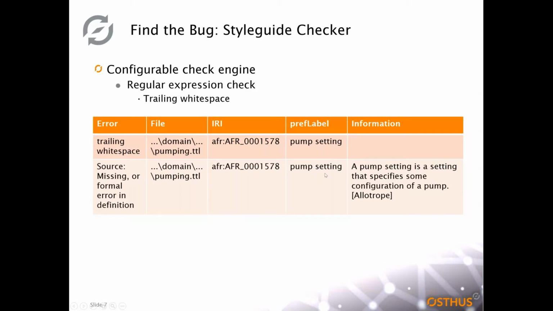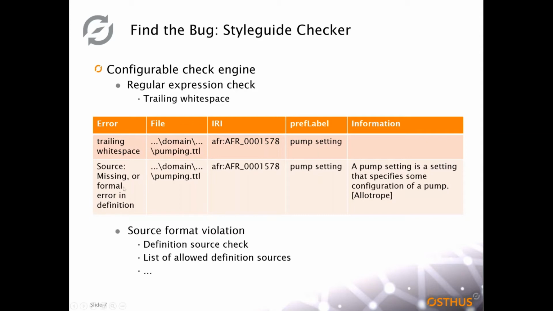Our second white space problem is actually that I introduced an additional white space between the full stop and the Allotrope source notation. And our style guide says when we do a definition, it ends with full stop, one white space, and then the definition source attribution in square brackets. And if you add an additional white space, which is very easy to do and very hard to see even while you're editing, it complains.